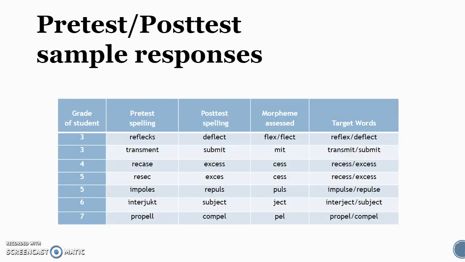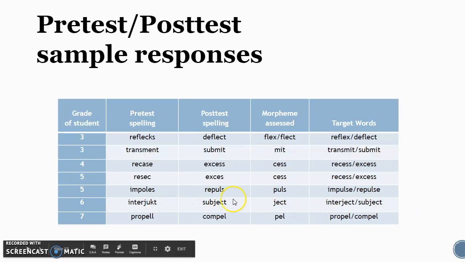target word. You can see, for example, in this 5th grade pretest, they spelled impoles, P-O-L-E-S, instead of that morpheme P-U-L-S, pulse. That suggests he relied on a spelling that he already knew, since he didn't know that morpheme pulse. And then you can tell on the post-test, even though he spelled it wrong, he still got very close, and actually did spell that morpheme correctly. He just left off the E on that target word.